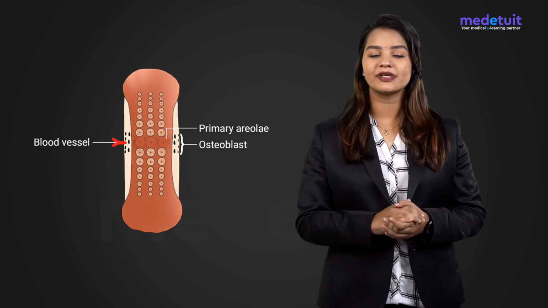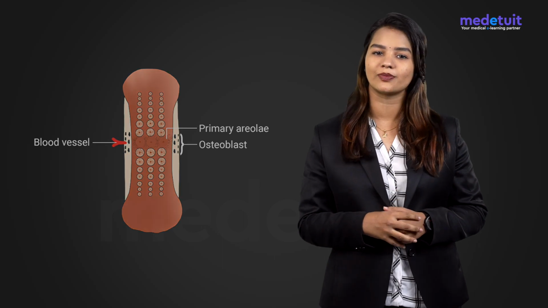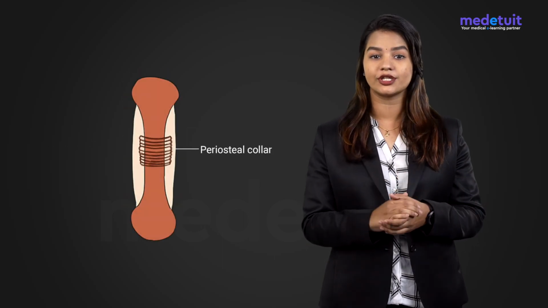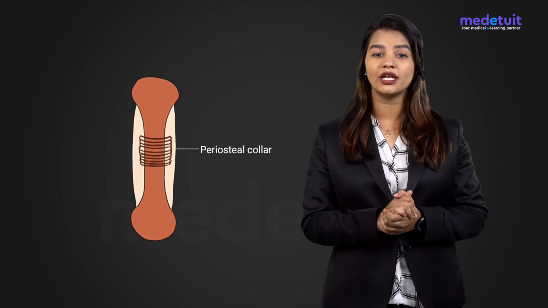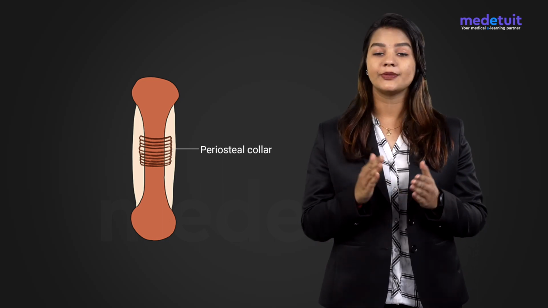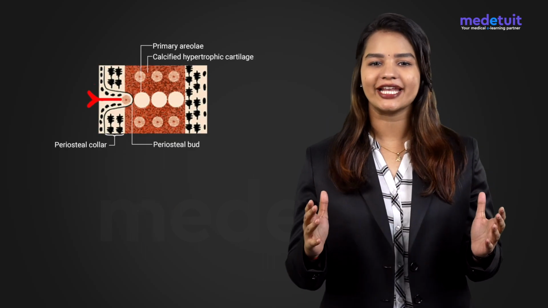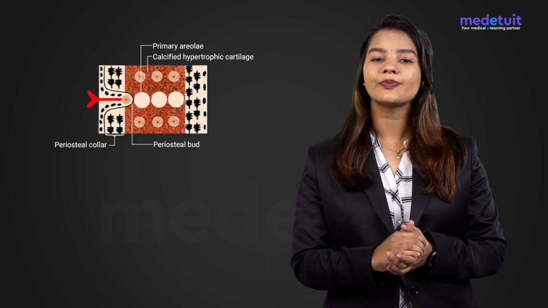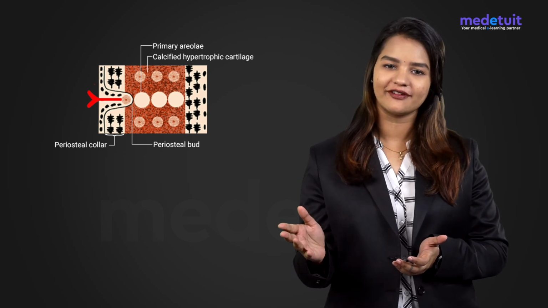The perichondrium is vascularized and its inner layer is differentiated into the osteoblasts. The osteoblasts deposit new bone by appositional method around the center of the model as the periosteal collar. The perichondrium is now called the periosteum. The osteogenic layer of the periosteum forms the periosteal bud, which contains osteoclasts, osteoblasts, and blood vessels.